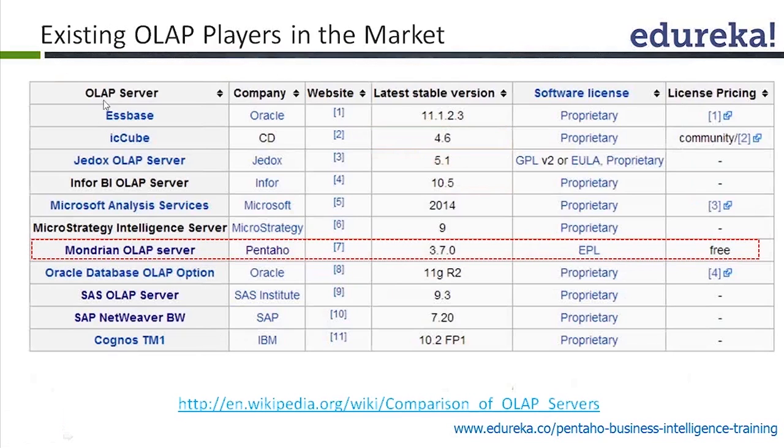These are existing OLAP players in the market. You can see all the big players. Along with that, the Mondrian OLAP server is also available, which is free. Few of them are proprietary, few of them are community, like ICQ.